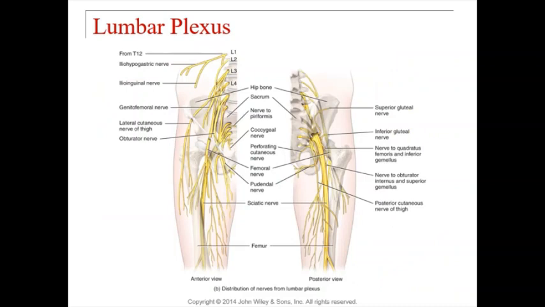And that's what you're also seeing on this picture. It's going down into the thigh, mainly the front of the thigh. And again, lumbar plexus is made up of spinal nerves L1 through L4. One particular nerve in this plexus is the femoral nerve, which provides motor and sensory function to the anterior thigh.